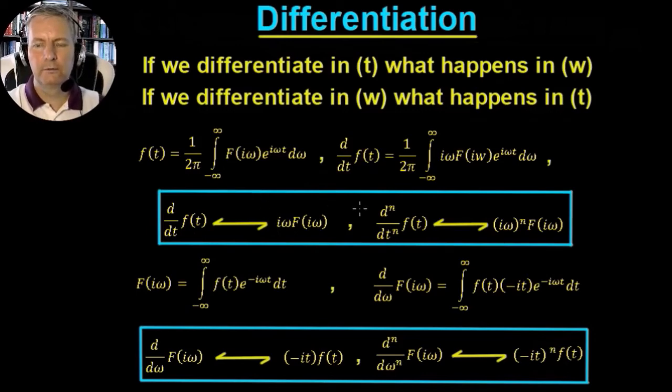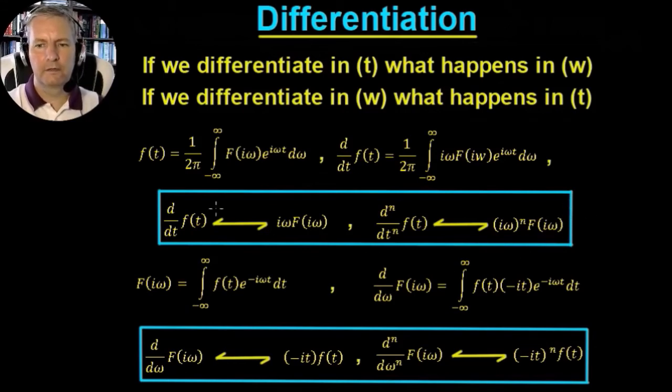So now if we were to take the nth derivative with respect to time, we would just continually differentiate this, so we would get iω squared, cubed, and so on and so forth. So we would just get iω to the power of n times F of iω. So this is our second little transform pair.